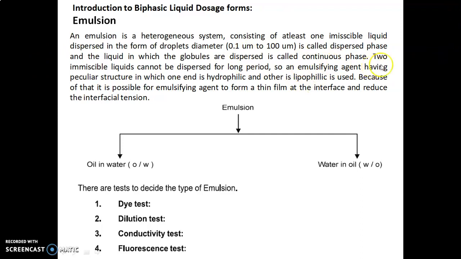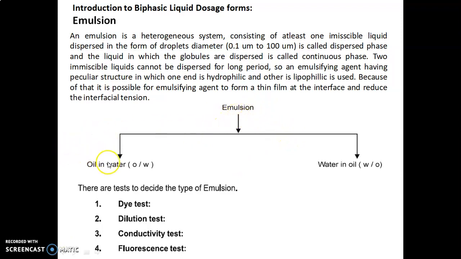is called the continuous phase. The two immiscible liquids cannot remain dispersed for a long period, so an emulsifying agent having a peculiar structure, in which one end is hydrophilic and the other is lipophilic, is used. Because of that, it is possible for the emulsifying agent to form a thin film at the interface and reduce the interfacial tension. So let's see the classification of emulsion.